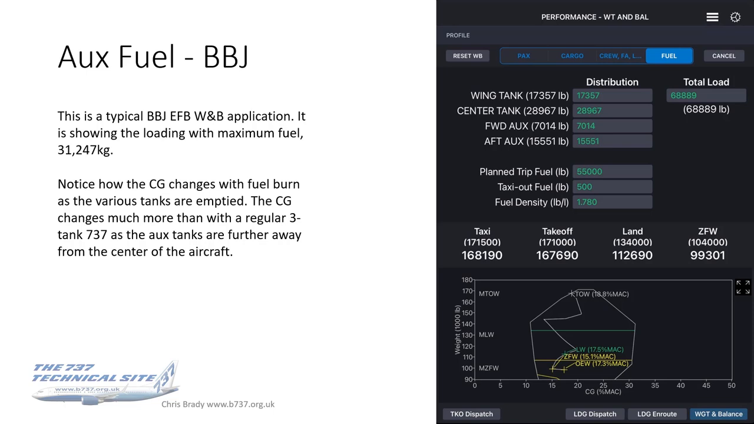So something to be aware of, that not only does the fuel and the distribution of weight in the aircraft need to be in place for takeoff and landing, but also throughout the flight as well, depending on how the fuel burn goes. I should say that those of you flying regular three tank aircraft, although you'll see this on a load sheet or a weight and balance application, the change of CFG is very much less than it is on the BBJs, as the tanks are very close to the centre of the aircraft.